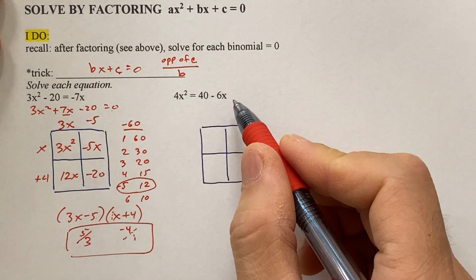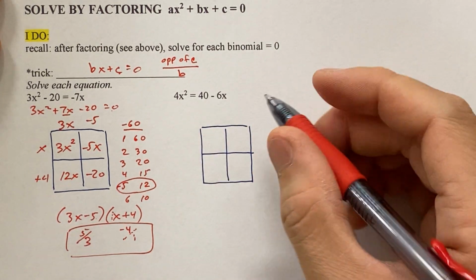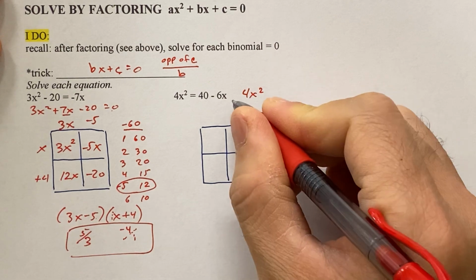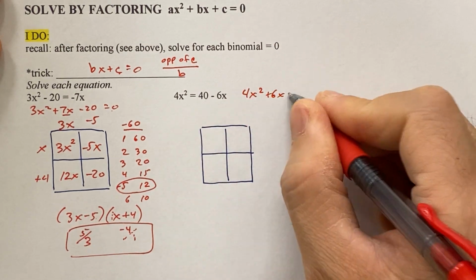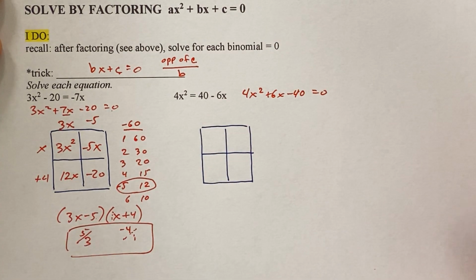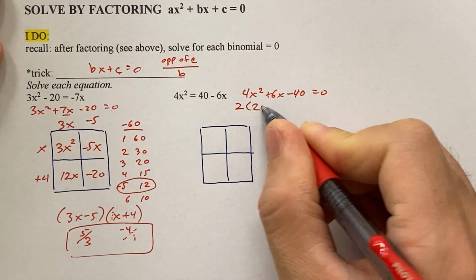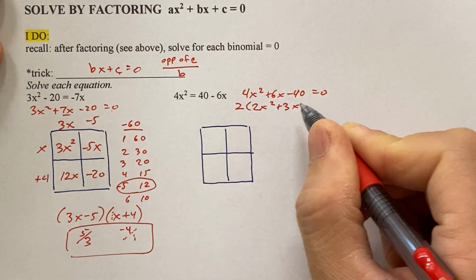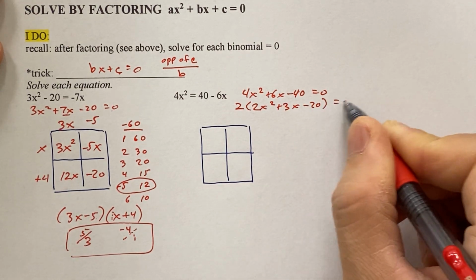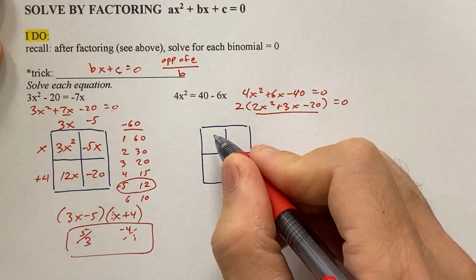Okay, so again, I got to put this in standard form. So if I did that, I would get 4x squared, add 6x to both sides, subtract 40 from both sides. The problem is I also had to look for GCF first. So I got to pull out that 2. That's going to shrink this down to 2x squared plus 3x minus 20 equals 0. So this is what I'm breaking apart.